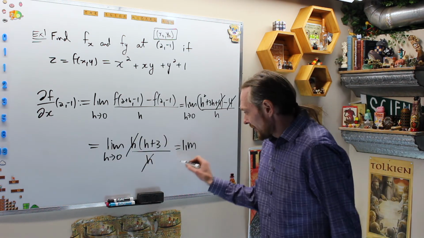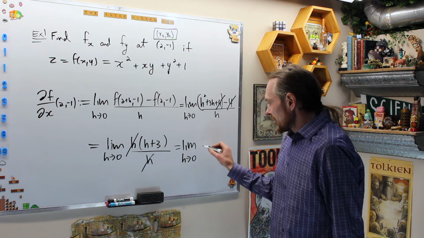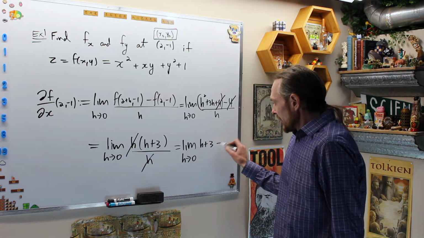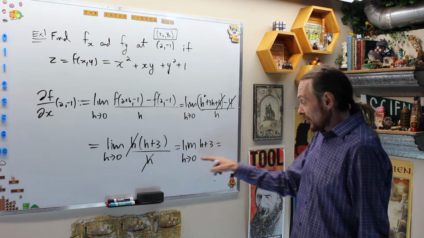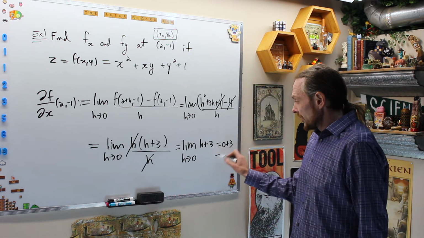This gives me the limit. Yes, you have to write limit every time. The limit as h approaches 0 of h plus 3, which is a polynomial, which is continuous everywhere in its domain, which is everywhere, so I can plug those values in. 0 plus 3, which is 3.